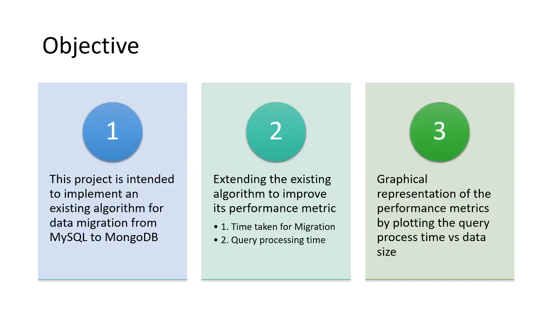Objective. The main objective of this project is to implement the existing algorithm for data migration from MySQL to MongoDB and then extend the existing algorithm to improve the performance based on time taken for data migration and the query processing time. Finally, a graphical representation of the performance metrics will be shown.